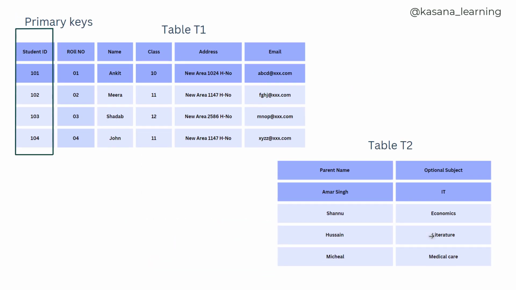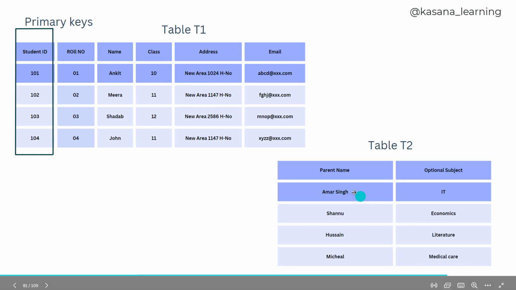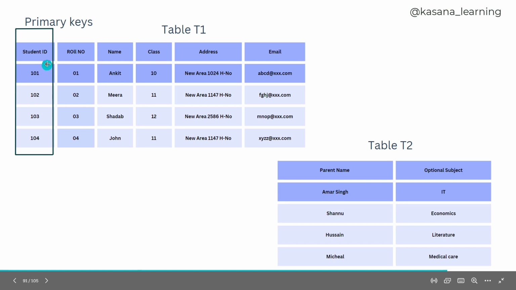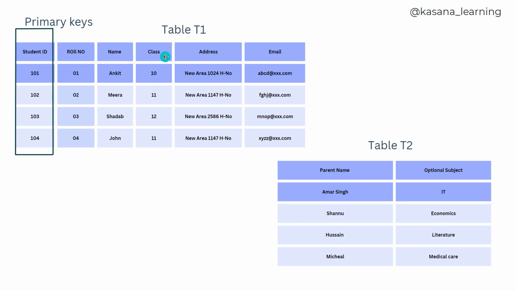Now, suppose we have two tables and the information about a student is stored in these two tables. The student ID, roll number, name, class, address, and email are in the first table, whereas their parent's name and optional subject are in the second table. So anytime we have to check the optional subject or parent's name, we have to refer to the second table. But how do we map them? For that, we need a column or key or attribute that is common between them.